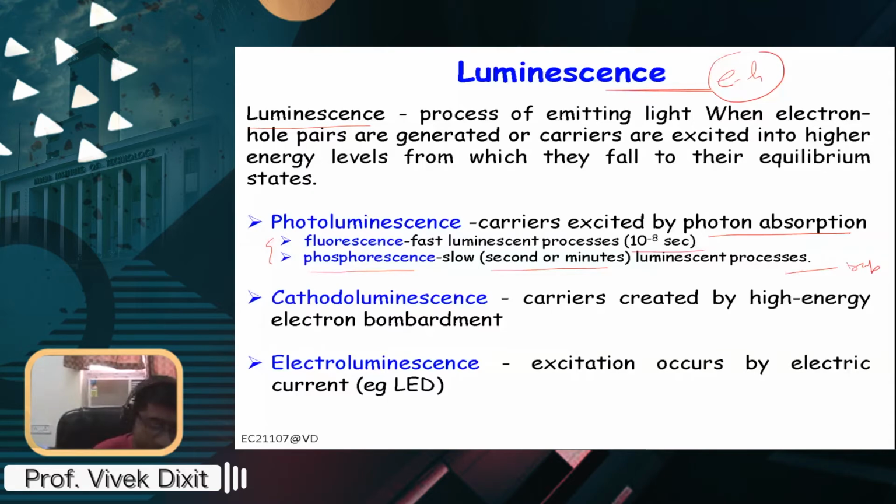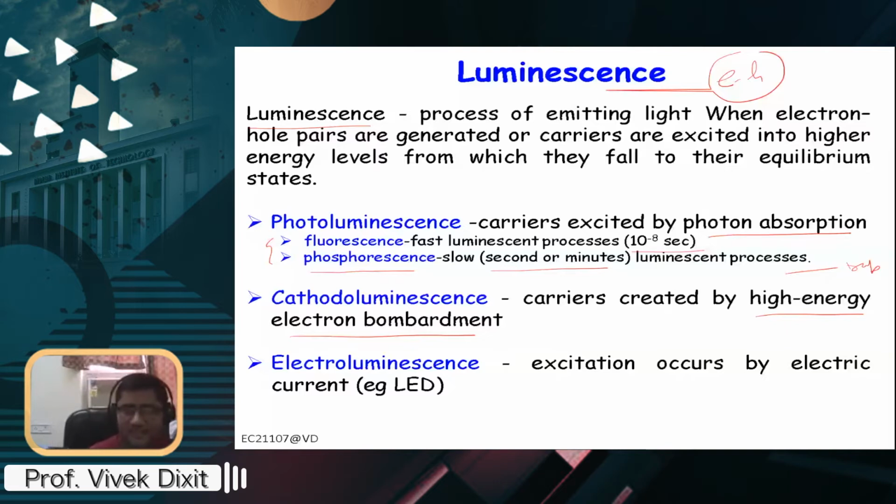Another mechanism: if the carriers are generated by high energy electron bombardment, that is called cathodoluminescence. You bombard a material with high energy electrons, and it will produce some photons. Another is when you inject current. You take a PN junction, you inject current, and if the carriers recombine, they can produce light, such as in LEDs, and that is called electroluminescence.